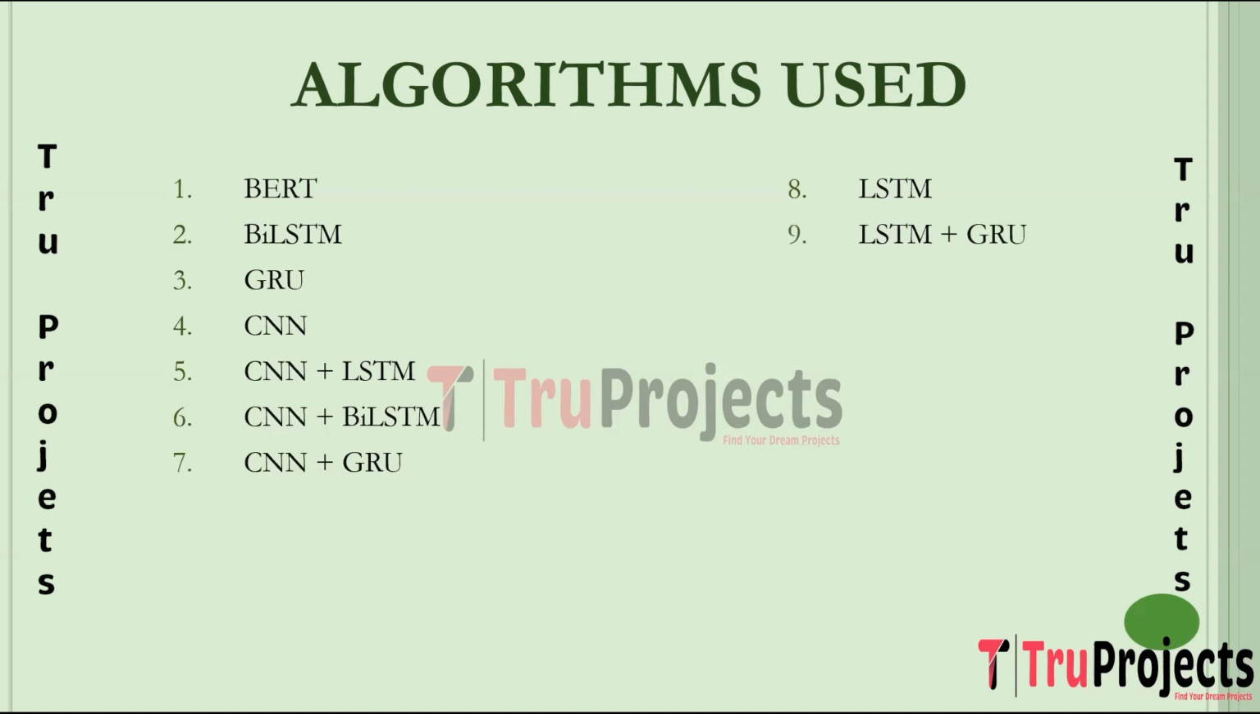Next algorithm is LSTM with GRU. This model combines LSTM and GRU layers, leveraging the strengths of both types of layers. It is used to explore the benefits of combining LSTM and GRU in capturing complex sequential dependencies in the text.